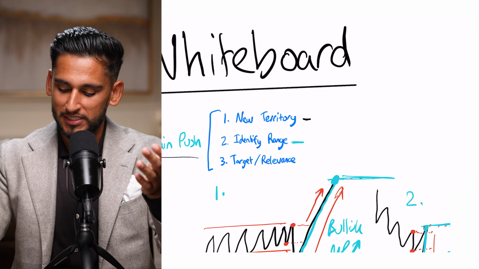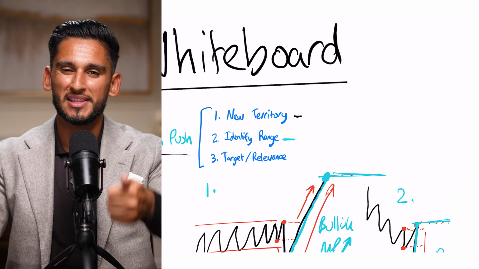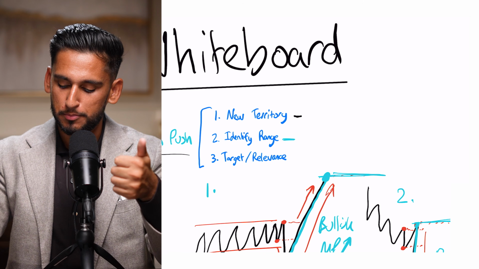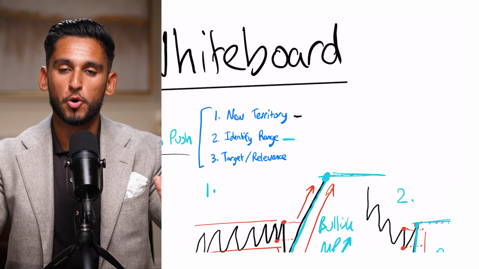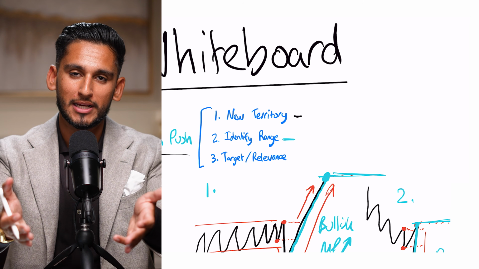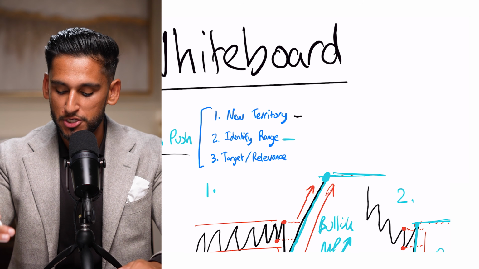So I'm going to be combining all of these 3 things together, which is number 1, finding new territory. If I find a push in the market that finds new territory, that is a main push. If I can then identify the range of the high and the low, this is going to help me know the boundaries of the direction I'm looking at. A bullish main push, I know the parameters of that bullish main push based on that range, and then the targets and relevance. I then have a story around it.